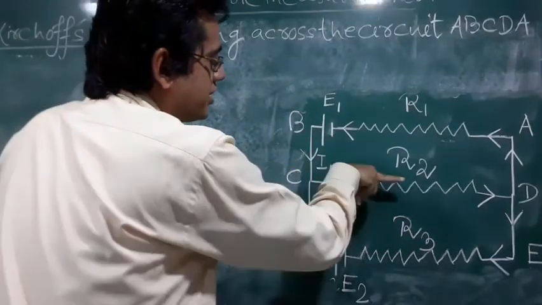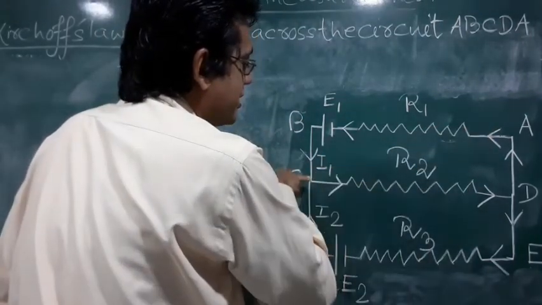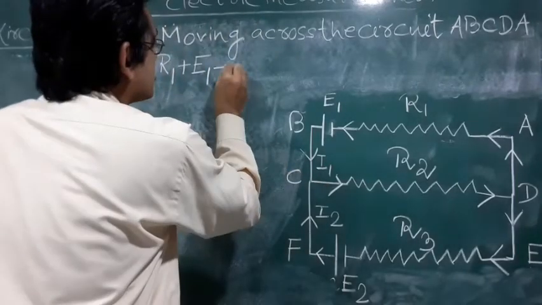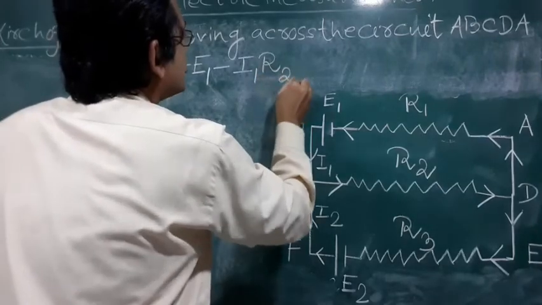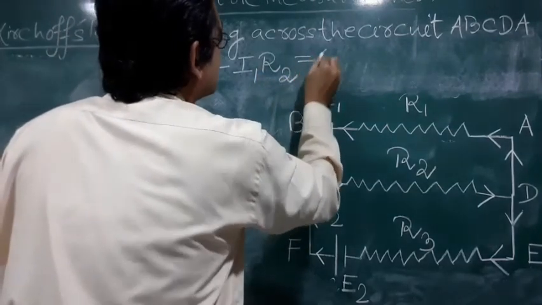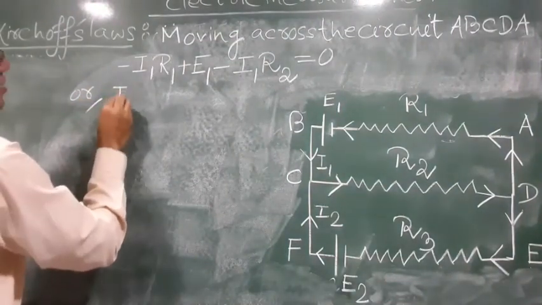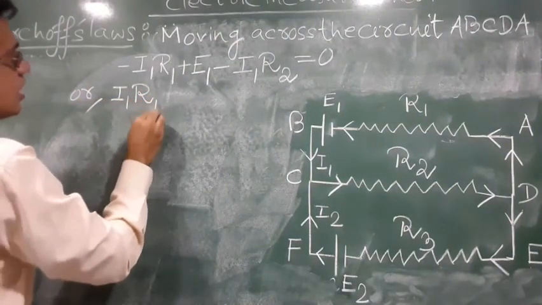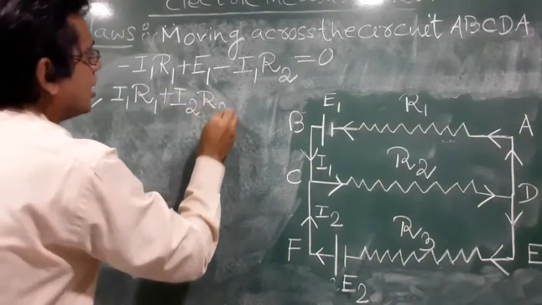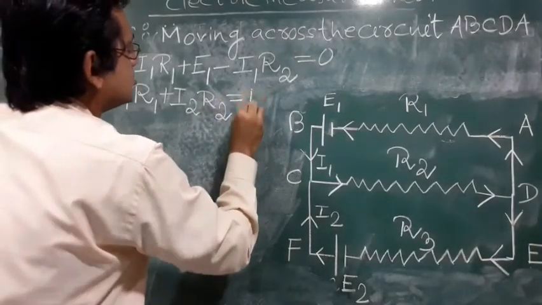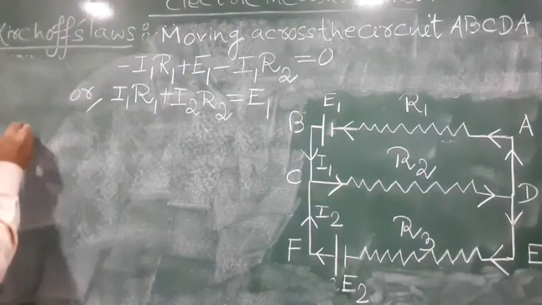Now I am moving in this direction, A, B, C, D, A. Again I am moving in the direction of the current. So again minus I1 R2 will be equal to 0, or I1 R1 plus I2 R2 is equal to E1. Understood?